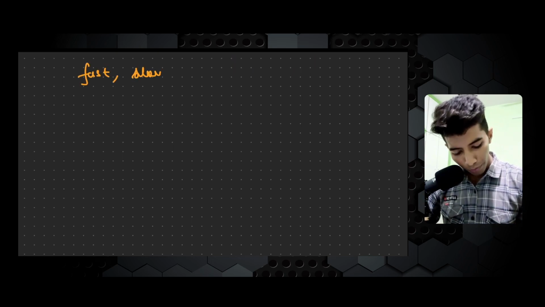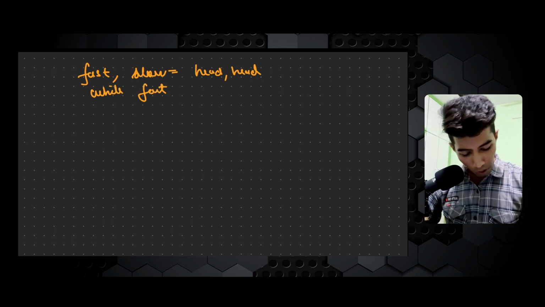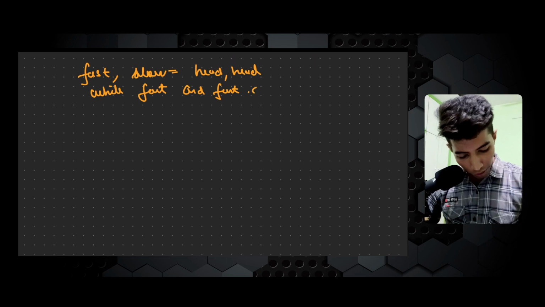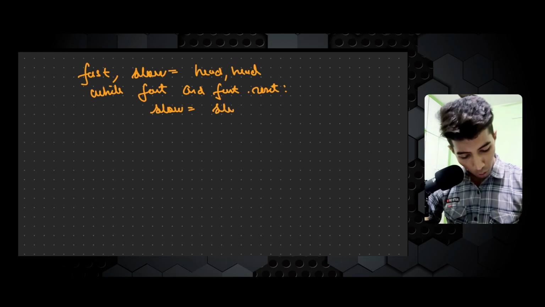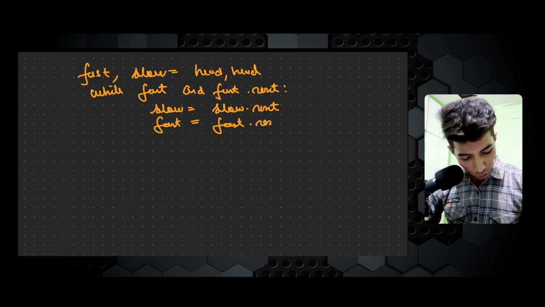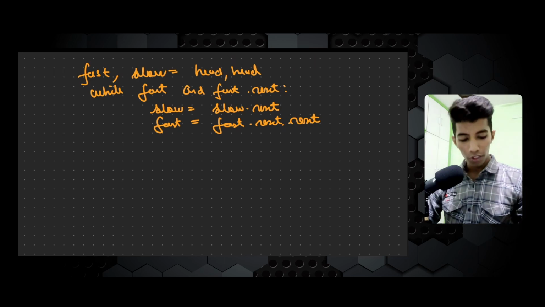You can easily see the code. First you have to find the middle. So how will you find it? You will use one fast and slow pointer. Initially they both point to the head, and then you will run till your fast and fast dot next becomes null. While running this, slow will be incremented as slow dot next, and your fast will be incremented as fast dot next. So like this we have figured out this part.